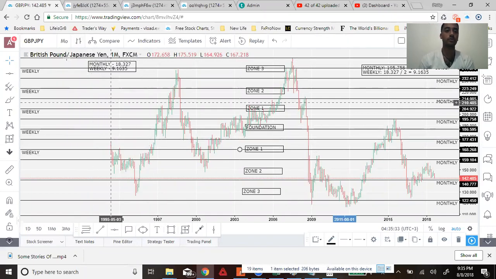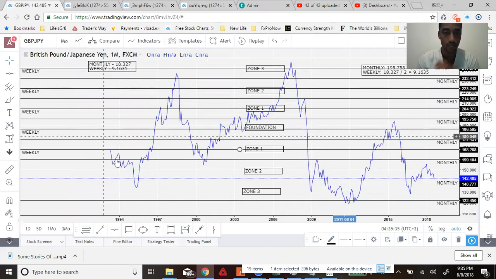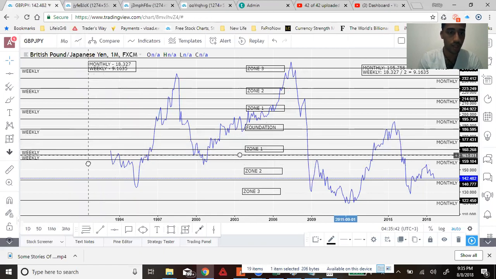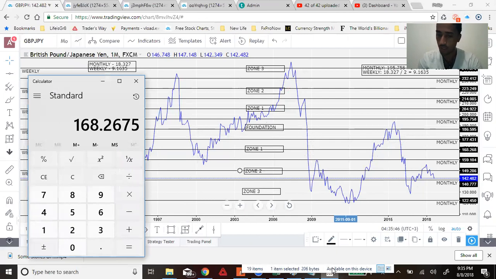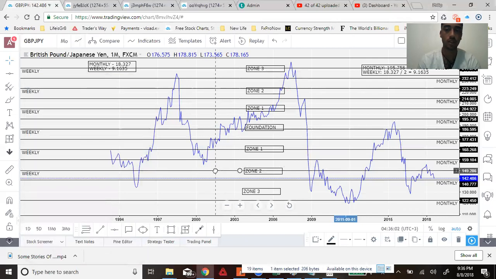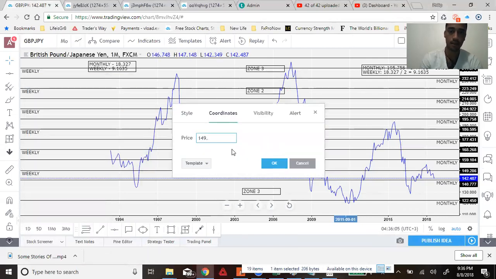Okay. So now, let's go back to line. So we're going to take that weekly right here. Boom, boom. Push this down. And now we're going to take that number right there, and we're going to subtract 18.327 from that number, and it's going to be 149.9405.